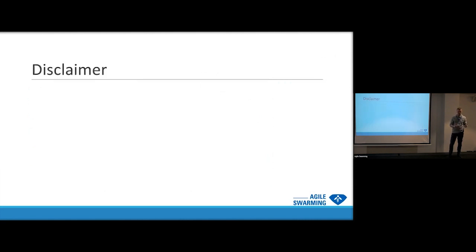Two important things. First, there will be a disclaimer. I'll be talking about my observations, my perspective, my own opinion. I haven't read it in any book. This is something that I've experienced. I've been in some of these situations. I've seen it. I've experienced it. Please keep that in mind because you might have a totally different experience.